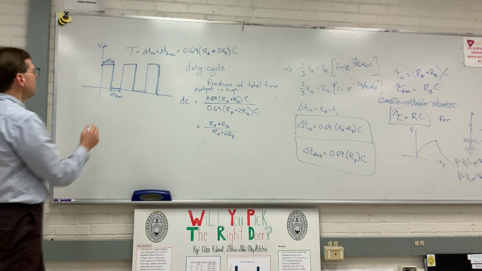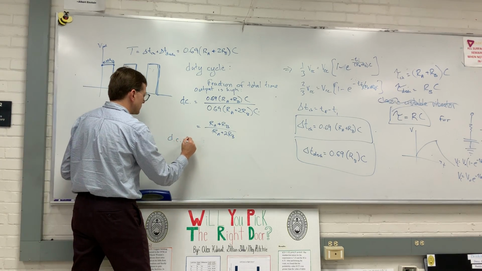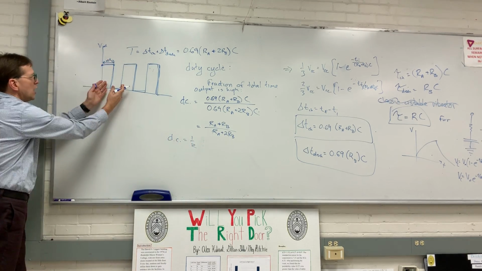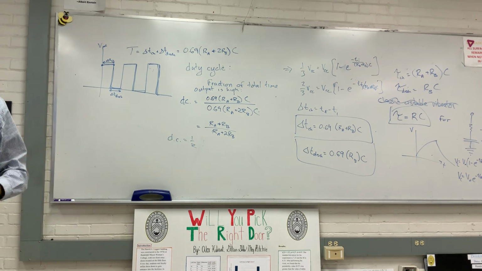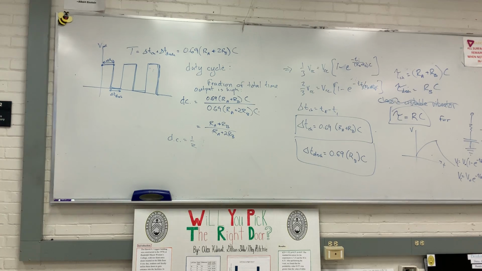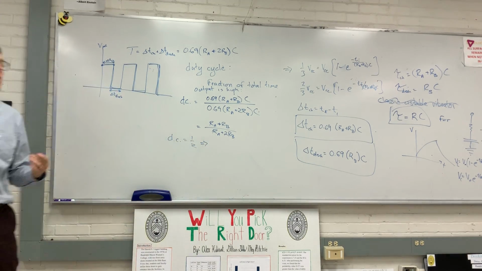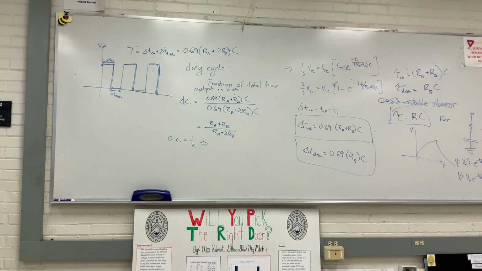So if we want the duty cycle to be a half, DC equals 1/2, so it's high and low, so it's symmetrical. That's what you're getting at. We like symmetry. That's only just one example of a duty cycle. But so if DC is 1/2, what might you choose for your resistors to make DC equal to 1/2?